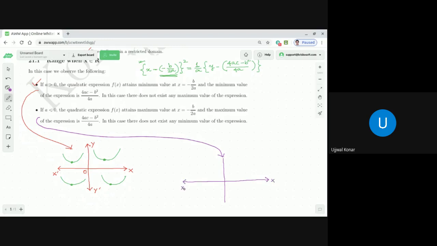So x dash, y dash, and this is the origin. The curve will be flipped downward. That means it will be either this or this or this or this. And in which quadrant the curve will be depends on the value of minus b by 2a, which is the x coordinate of the vertex, and 4ac minus b square by 4a, which is the y coordinate of the vertex.